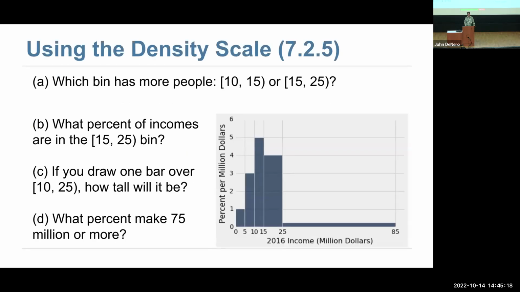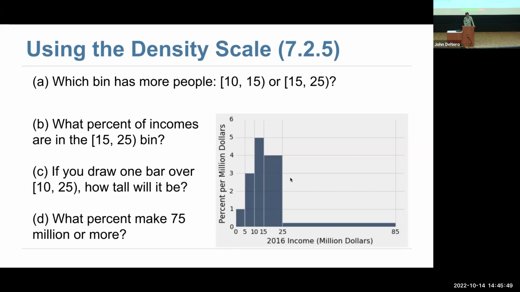Histograms. I think you're all going to get the histogram points because we're going to practice right now. Here's a histogram. Which bin has more people in it? Notice the y-axis. Percent per $1 million. This is a density scale. It's not a number of people. It's a percent per $1 million. And income expressed in $1 million is on the x-axis.